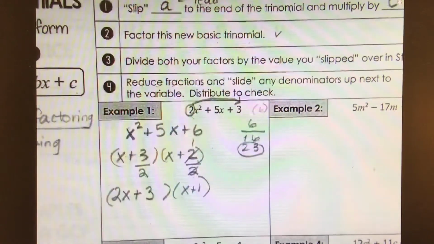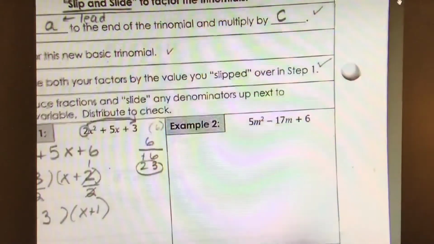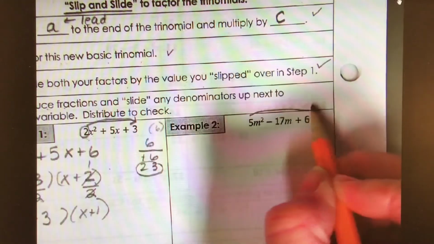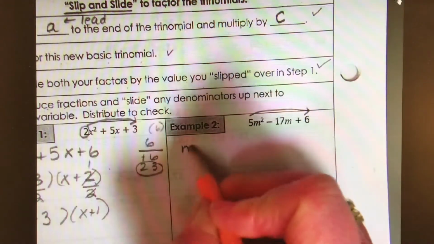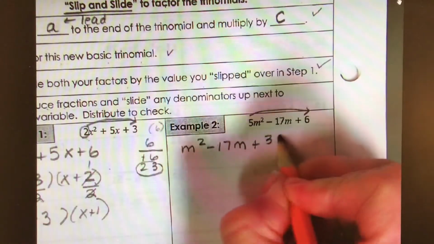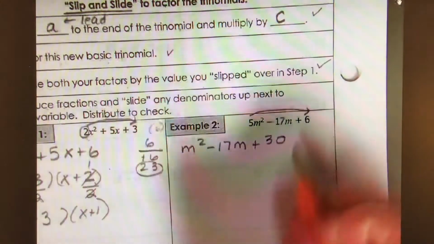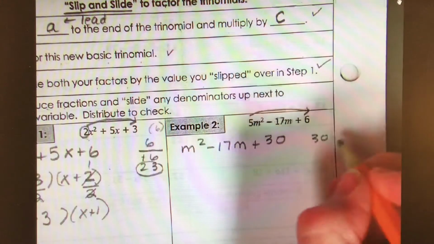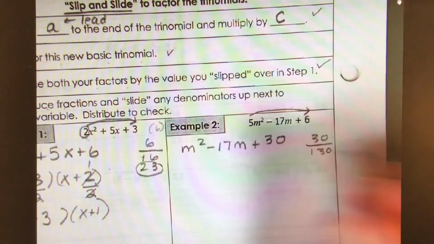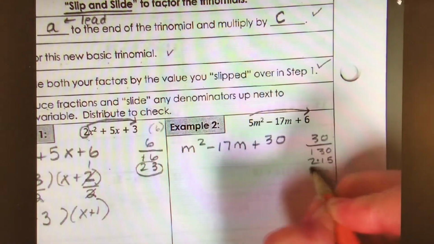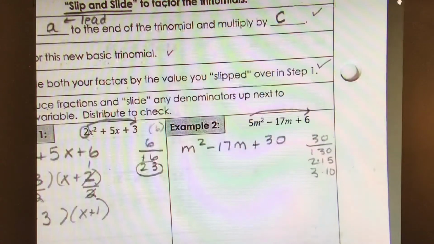Let's try number 2. So number 2, first of all, greatest common factor, 5 does not go into the other stuff. But let's try the slip and slide. So I'm going to rewrite this: m squared minus 17m plus 30. Now I'm going to try to factor this trinomial. So if I have 30, I'm going to try to think of some factor pairs. Let's see, 2 and 15. Ooh, that looks promising. 3 and 10. Okay, I'm going to go for 2 and 15. I think I already see it.